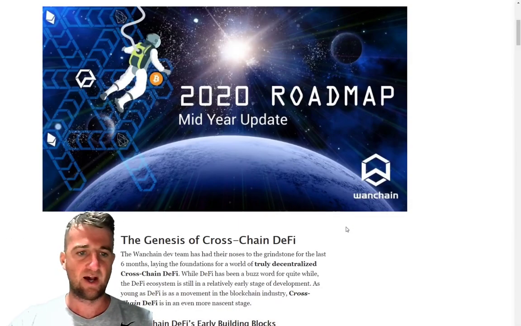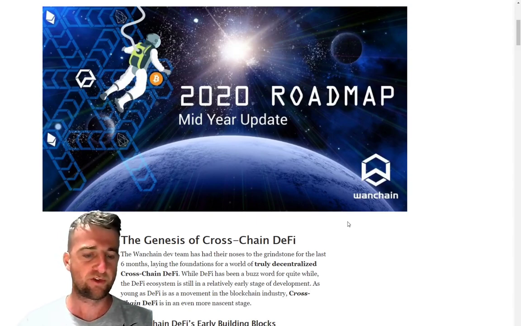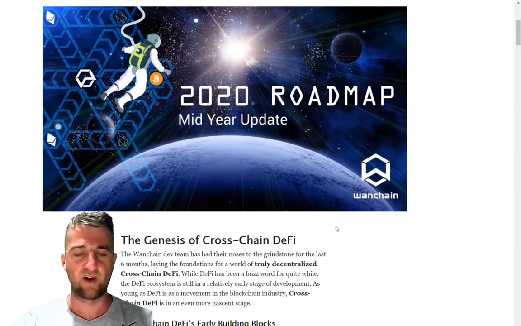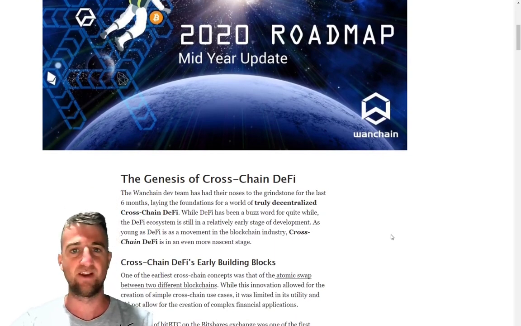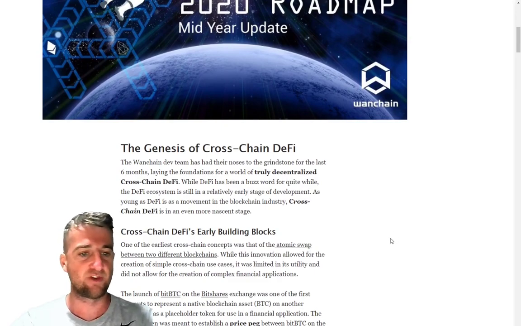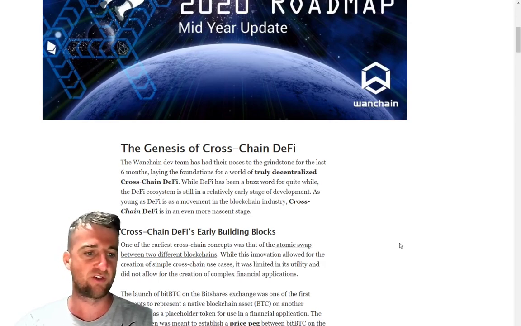On this recent article, we do have the 2020 roadmap, which we'll also run through, and we'll also run through WAN 5.0, and then have a look at the reasons for 5.0 and what's actually going to happen. And at the heart of all this, we have the genesis of Crosschain DeFi. The Wanchain dev team has had their noses to the grindstone for the last 6 months, laying the foundations for a world of truly decentralized cross-chain DeFi.